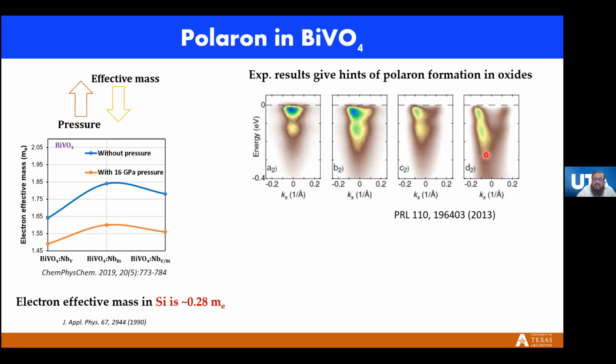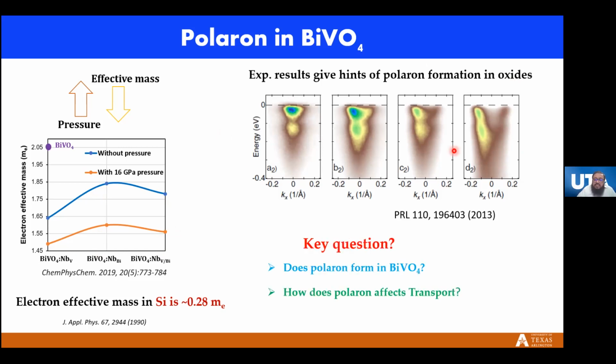This tells us that there is some possibility of forming polarons in oxides. So basically, we ask the question: can we confirm polaron formation in bismuth vanadate, and how does it affect the transport?